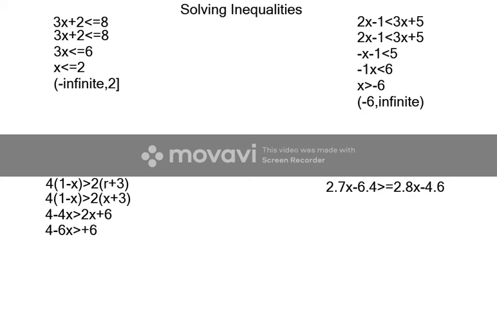And remember, you only need to flip the sign if you're multiplying or dividing by a negative number, not if you're adding or subtracting a negative number. So from here you subtract 4, so you have negative 6x is greater than 2, right? Did I do that right? I think so, yeah. And then from here, remember, because we're flipping the sign, x is less than negative 1/3. And so this is our final answer.